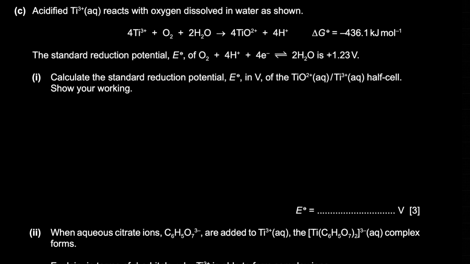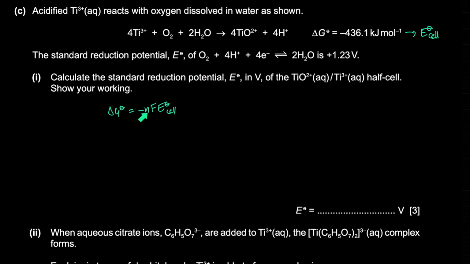Now, what we know for a fact is that they've given us the standard Gibbs free energy change, and this can be used to figure out the E naught of the overall cell, the EMF of the cell. The relationship is that the standard Gibbs free energy change is equal to negative n times F, the Faraday constant, times the E naught of the cell.